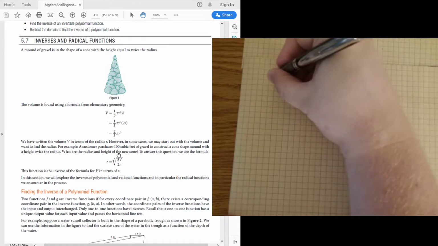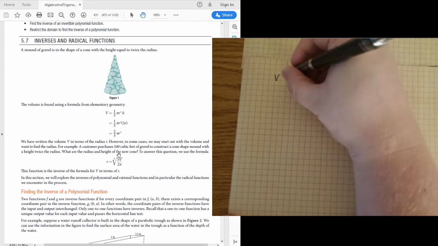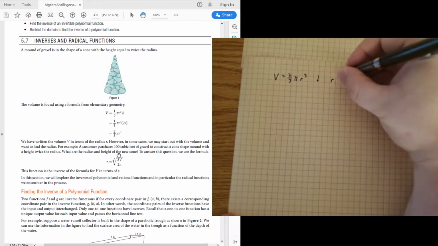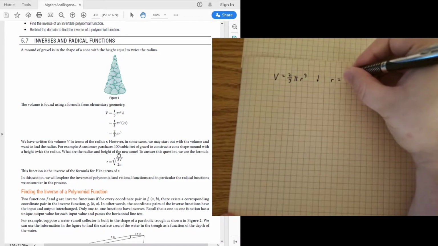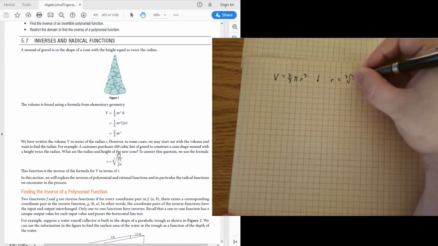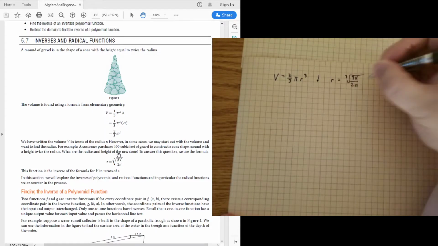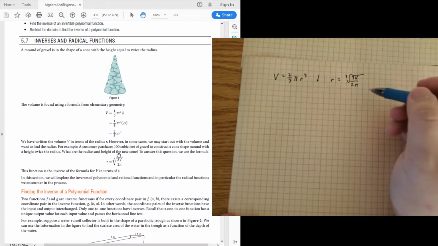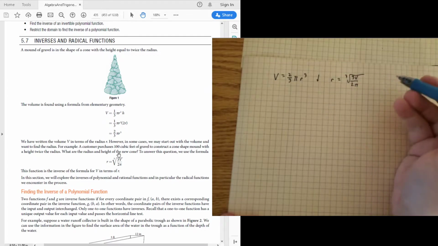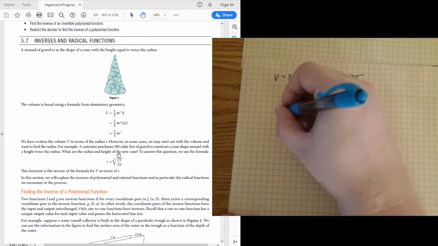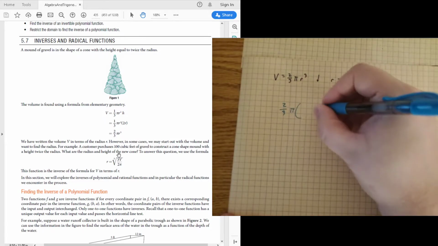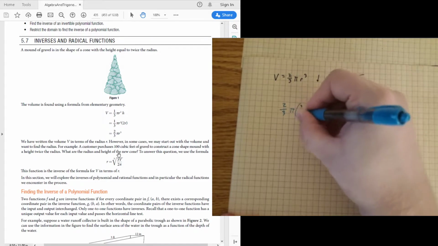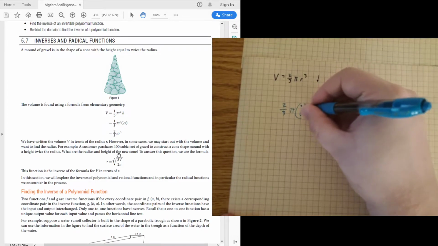So I'm going to show that v equals 2/3 pi r cubed and r equals the cube root of 3v over 2 pi. I'm going to show that these two are inverses. Well, how do I do that? Well, what I can do is plug one into the other. Meaning I take my 2/3 pi r cubed, and everywhere there used to be an r, I'm going to plug in this function, which is the cube root of 3v over 2 pi.